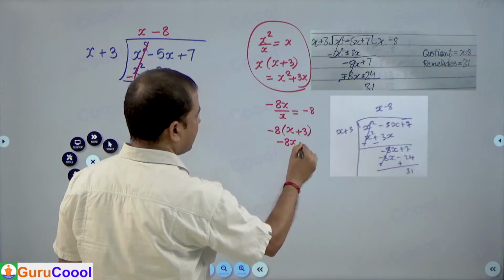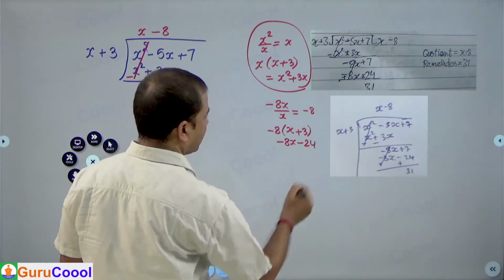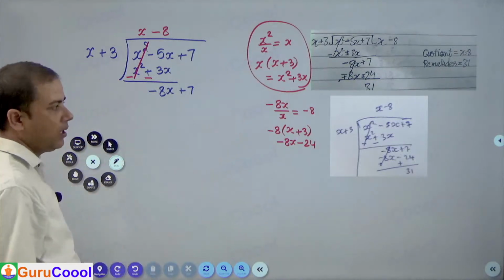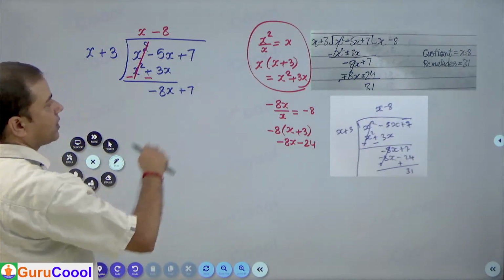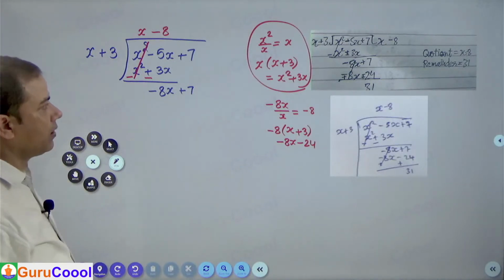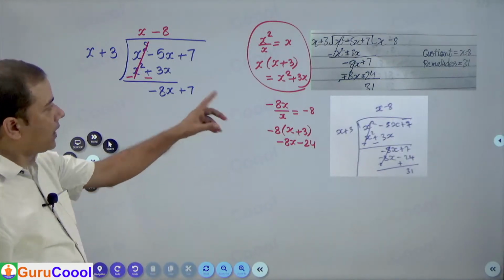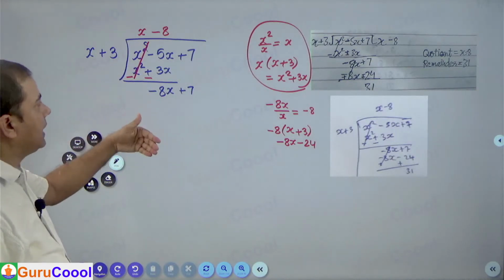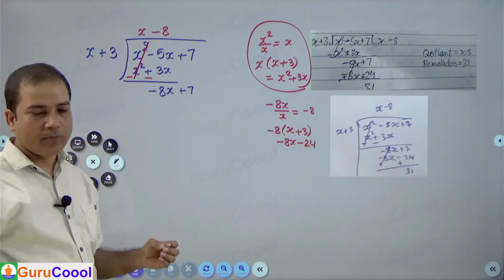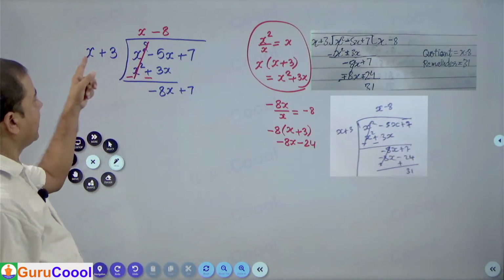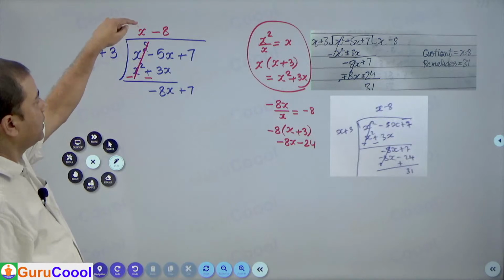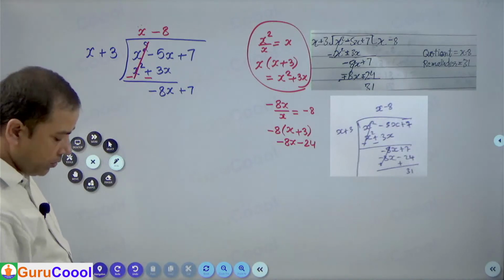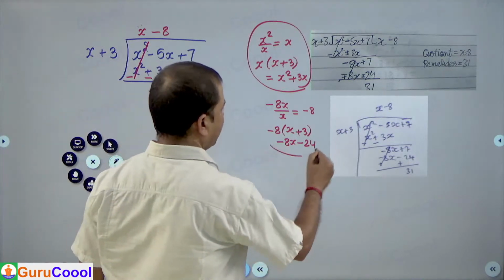Minus 8x minus 24. I am doing this in rough space. You don't need to do it every time. I am showing it every time because I want to explain it to you. I don't want you to be confused. That's why I am writing. But you can do it just by seeing it. We can do it mentally. Just by thought process, we know x square divided by x is x. So we write directly x here. Then we multiply x with this and write below it. So we can do it directly. No need to write this every time here in the rough.